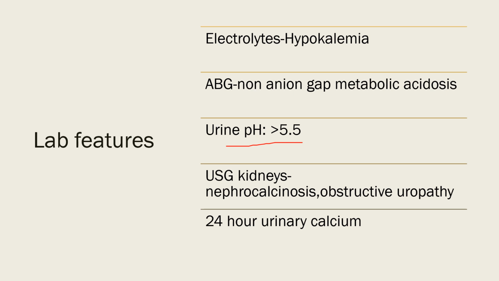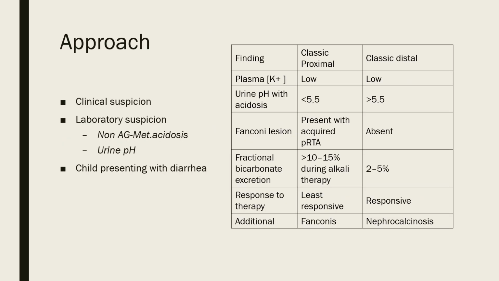Ultrasound kidneys are going to show nephrocalcinosis if present, and you can check for calcium excretion in urine by 24-hour urine. So, how do you approach or how do you suspect? Any child who is having failure to thrive with polyuria, increased thirst, increased craving for salty foods and rickets-like features, suspect renal tubular acidosis. Laboratory suspicion wise, normal anion gap metabolic acidosis with urinary pH abnormalities.